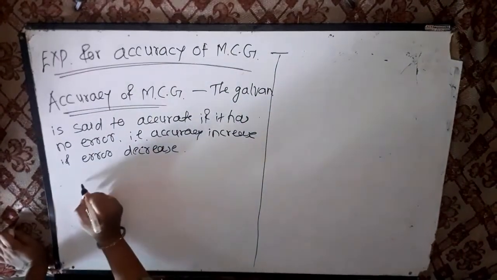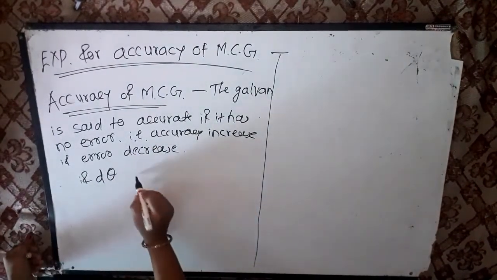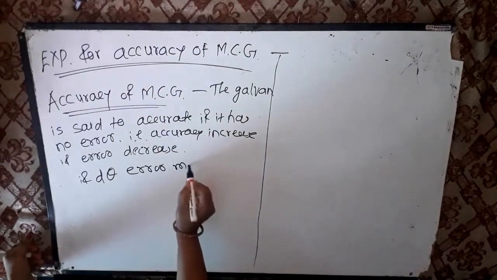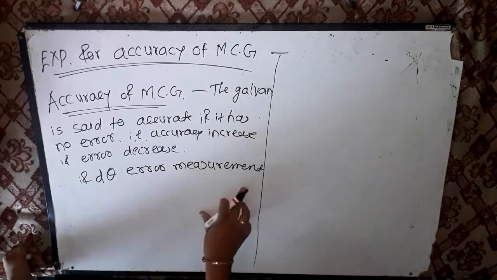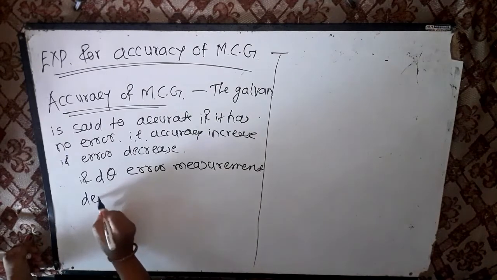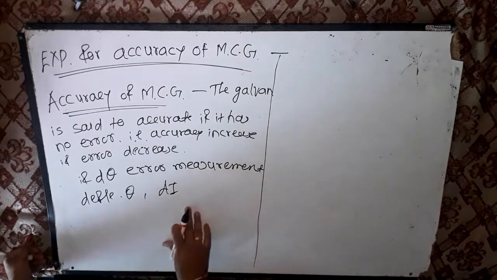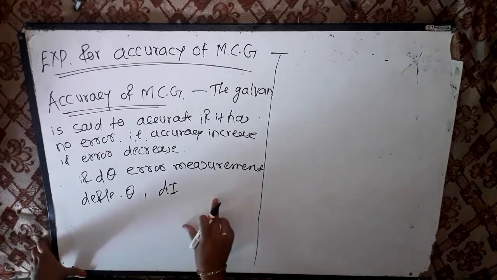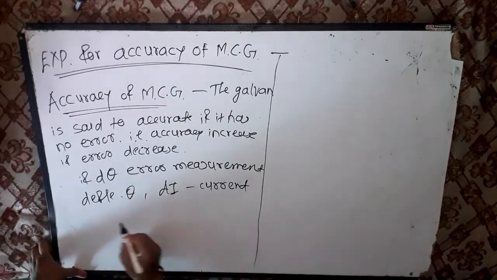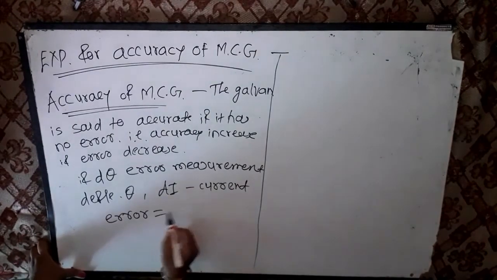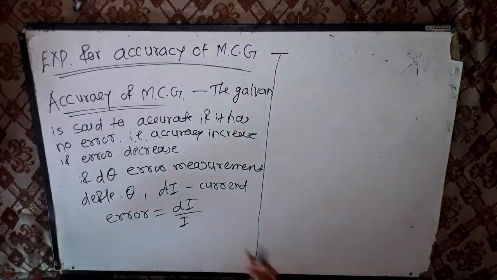Now consider dθ to be the error measurement of the deflection θ. Then dI is the error in measurement of the current. So the error is equal to dI by I for an MCG.